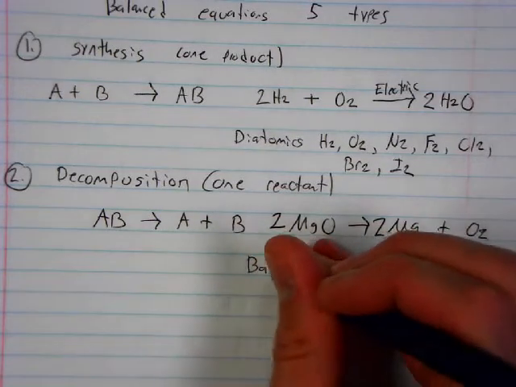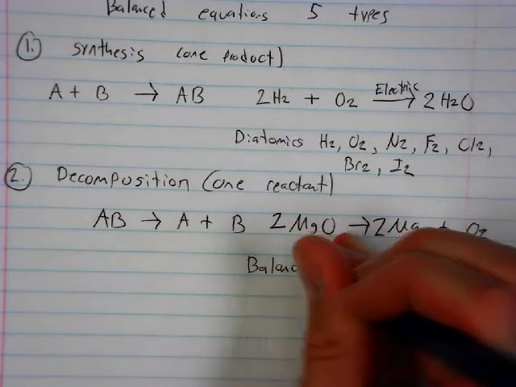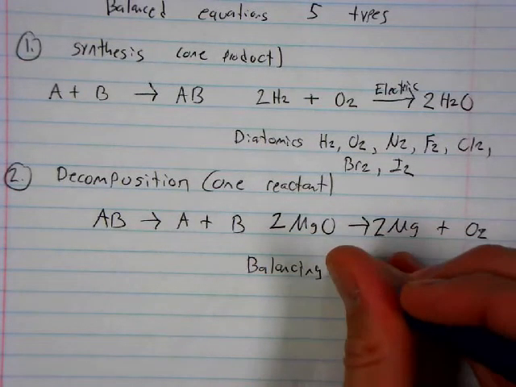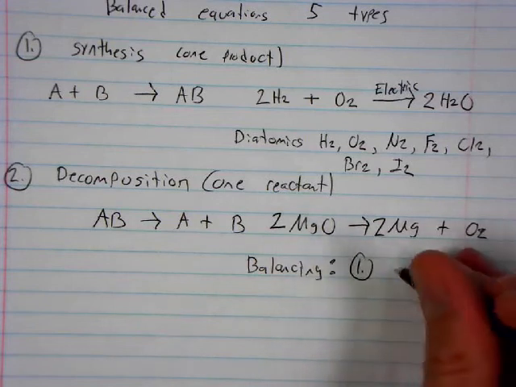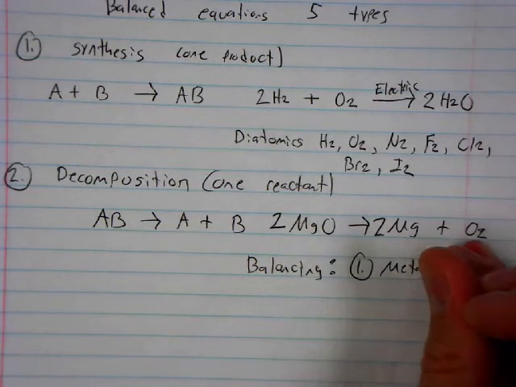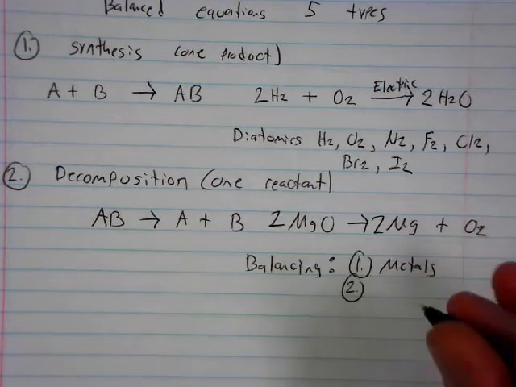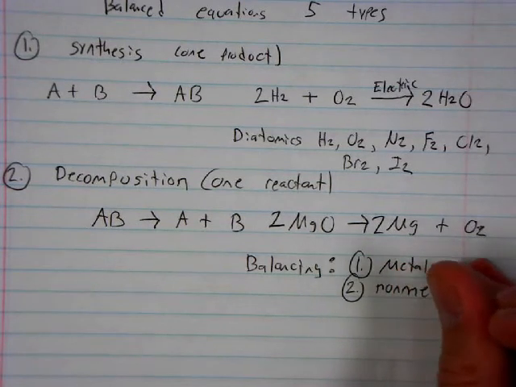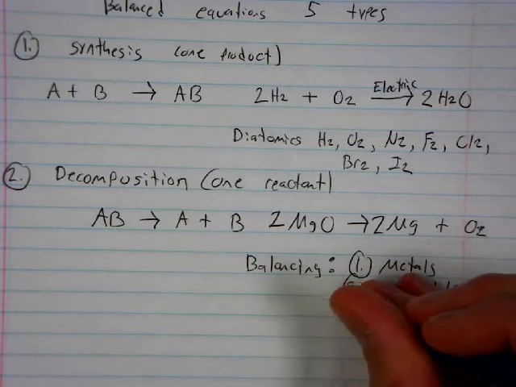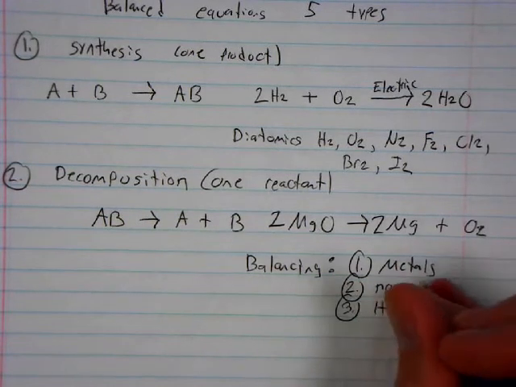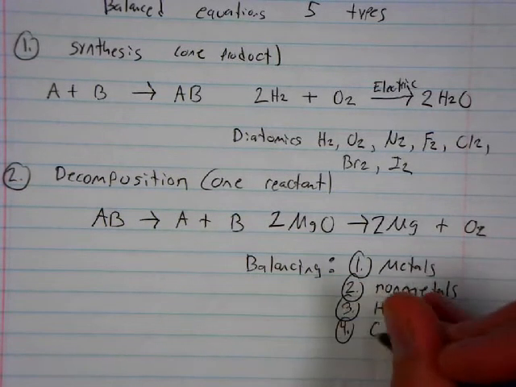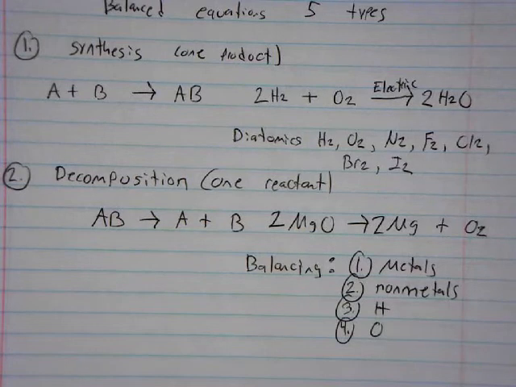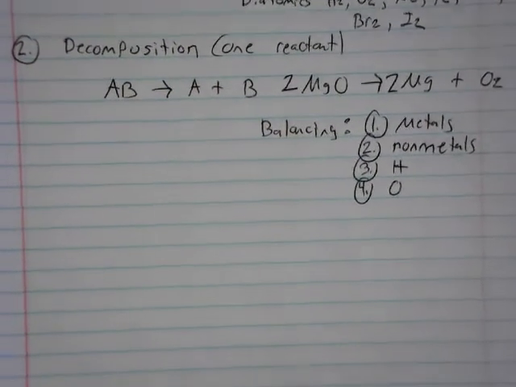When you are balancing equations, I suggest doing it in this order. Step 1, balance metals. Step 2, balance nonmetals. Step 3, balance H, and step 4, O. Any H's and O's by themselves, balance those last. It will help you with your balancing.